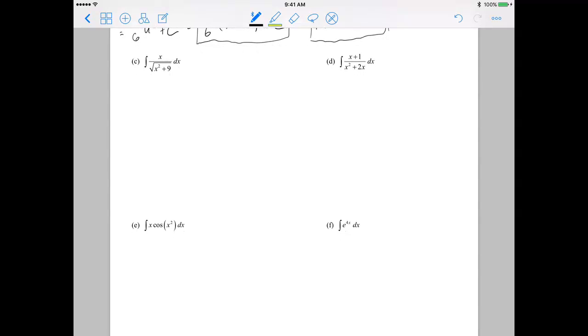Okay, example C, we have the integral of x over the square root of x squared plus 9. So again, we're looking for a function inside of another function whose derivative is somewhere in the problem up to a constant. Okay, so if you take a second to think about this, hopefully you recognize that x squared plus 9 should be our choice for u. The reason for that is because du is 2x dx, and what I notice is that I have the variable part of du in the problem, and I'm just missing the 2.